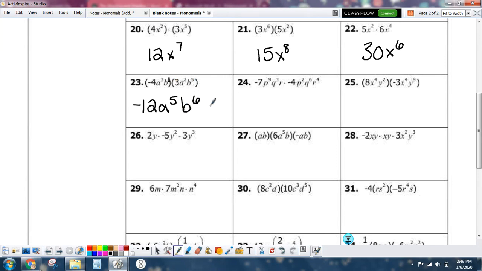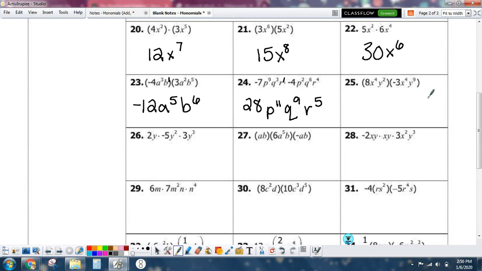Okay, so same idea, it's just extra variables. So don't get thrown off by that. It's the same process. So for number 24, same idea. We're going to multiply the coefficients first. Negative 7 times negative 4 is 28. And then you're going to go ahead and add the coefficients here. So 9 plus 2 is 11. 3 plus 6, because they're both Q's, 3 plus 6 is 9. And then for R, we have a 1 and a 4, and that's going to be 5.